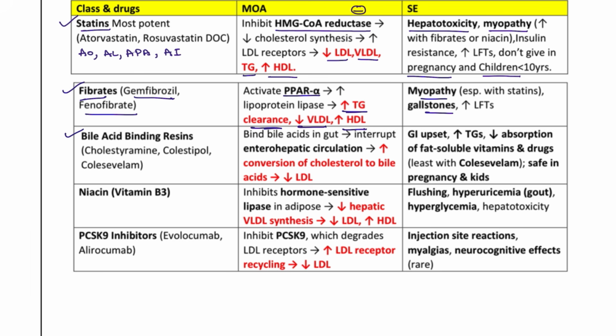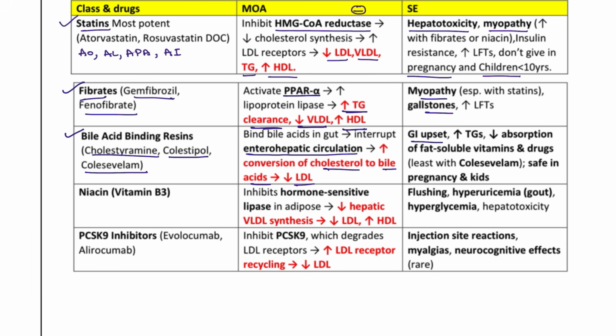Bile acid analogs, which will be seen as cholestyramine or colestipol. So the drugs related to chole-, remember, those are the bile acid binding resins. And how do they work? They increase the conversion of cholesterol to bile acids through the enterohepatic circulation. So indirectly it will decrease the LDL levels in the body.